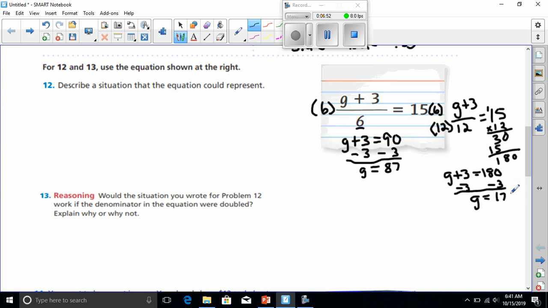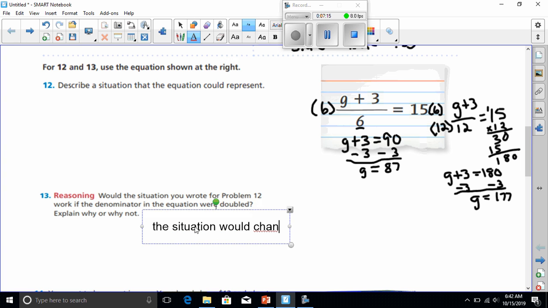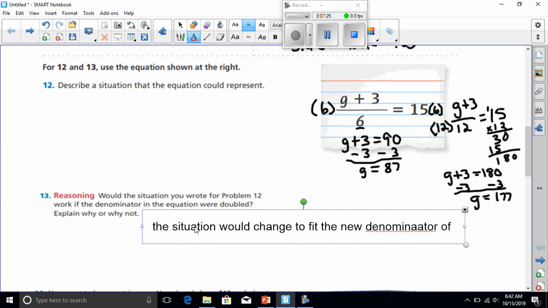177. So when it says would the situation you wrote for problem 12 work if the denominator of the equation were doubled, I would have to say yes. It would just be changed. So if I were to write that, I would have to say the situation would change to fit the new denominator of 12.